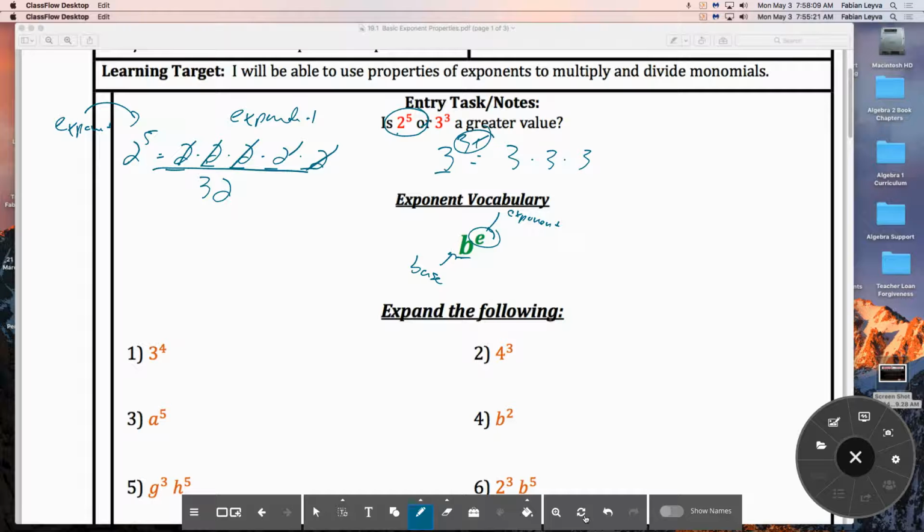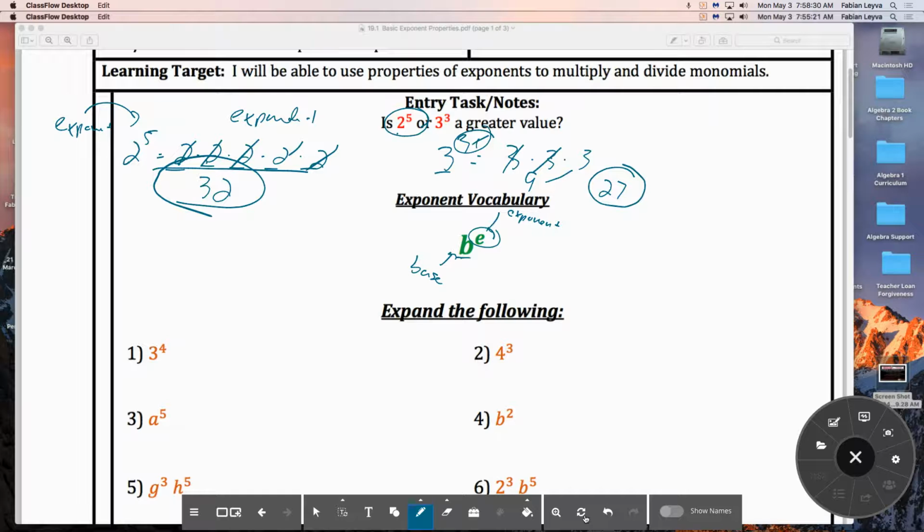What is 3 times 3? 9. Now, if it helps you, go step by step. I like to cross them out so that way I can see what I multiplied and what I still have to. And then I can clearly see here that I still have to multiply 9 times 3, which I believe equals 27, correct? So when I compare these two numbers, which one is bigger? 32, 2 to the 5th.